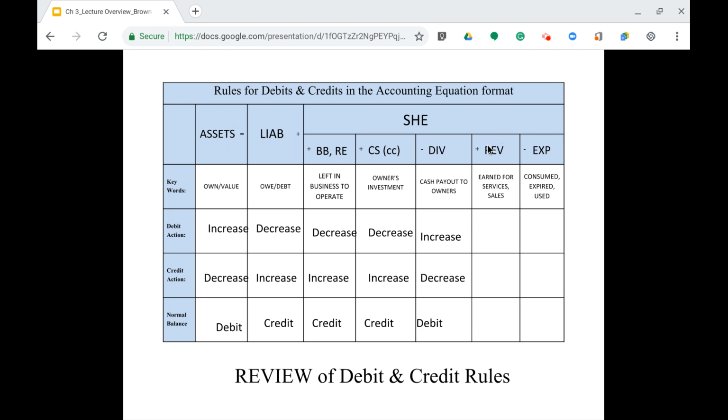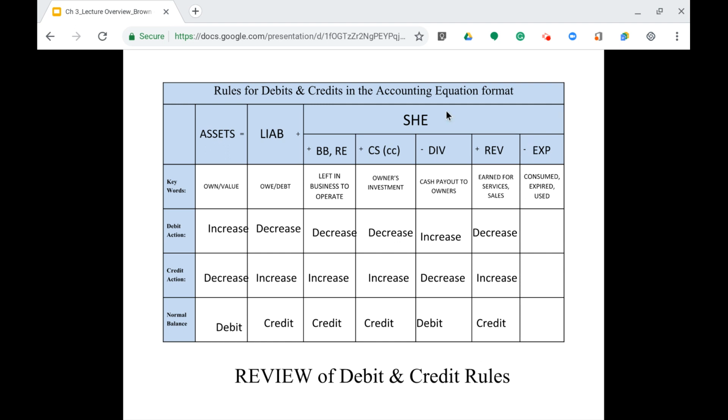Because revenues increase it just like common stock and retained earnings, it functions the same. So therefore, a debit will decrease it, a credit will increase it, and the normal is a credit, the side that increases. That is the definition of normal balance.